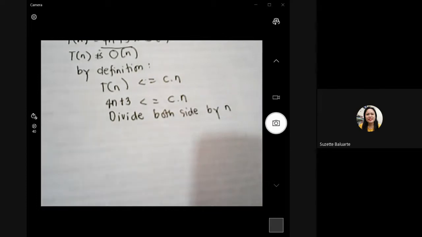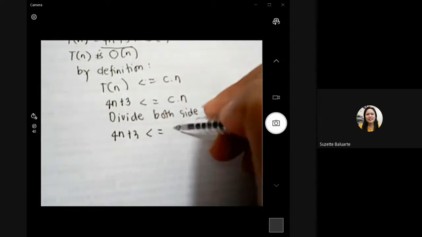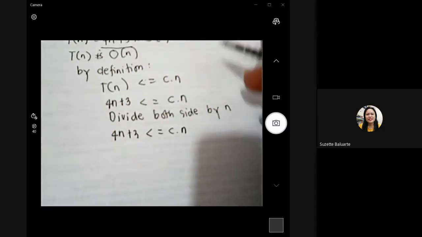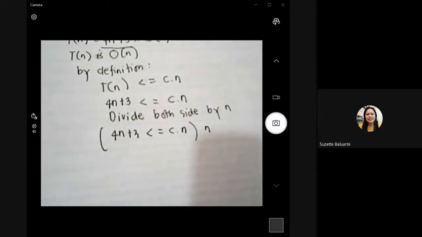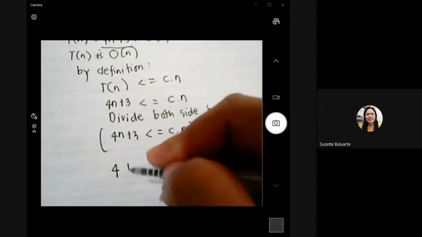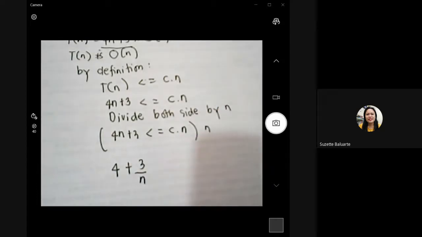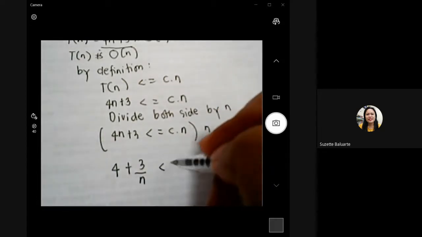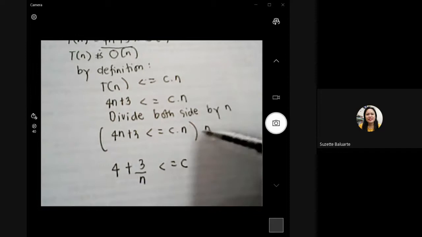So how are we going to do this? It would be 4n plus 3 less than or equal to c of n. Then you will divide both sides by n. So 4n divided by n, what happens? 4. Plus 3 divided by n, it would be 3 over n. Then it would be less than or equal to c of n divided by n, so it would be c. The n cancels. Are you following?